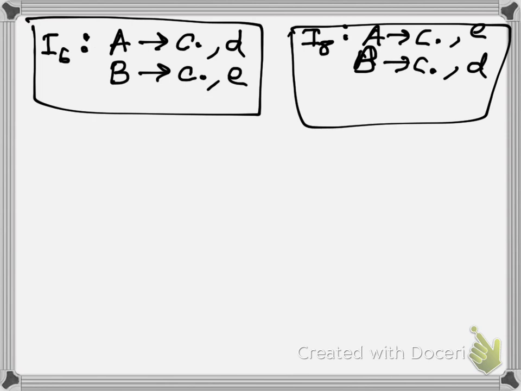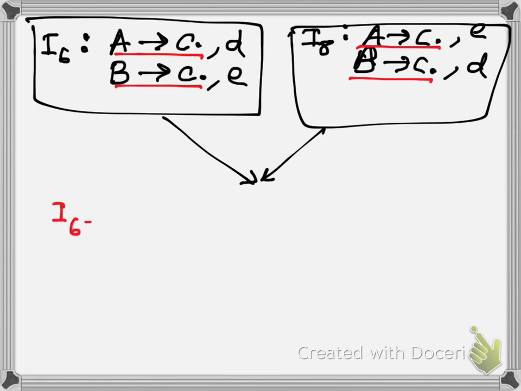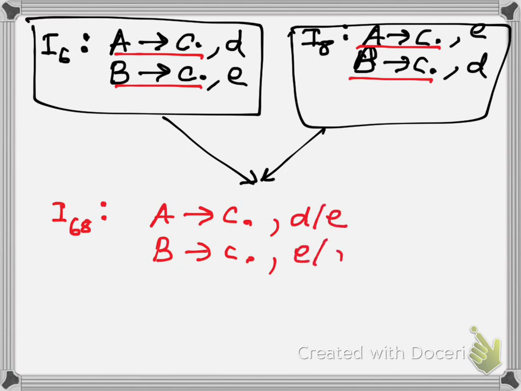LR1 items. Now in LR0, these two sets have the same core. You can see that they have the same core: A derives C dot, B derives C dot; A derives C dot, B derives C dot. So they have the same core, so we can merge. Now when we merge this, say I call it I68, then the core remains the same, A derives C dot, B derives C dot. What would be the lookaheads? The lookahead would be the union of the lookaheads, so D or E. Similarly here, E or D.